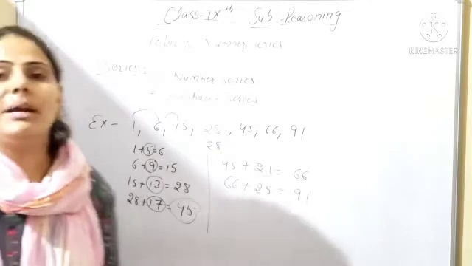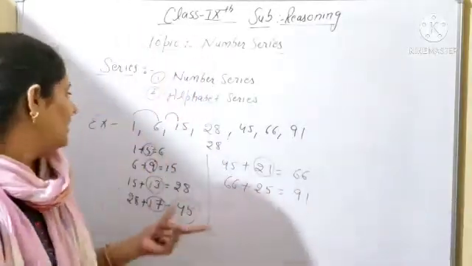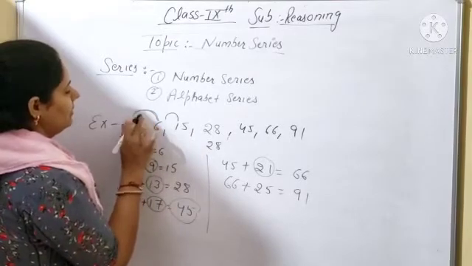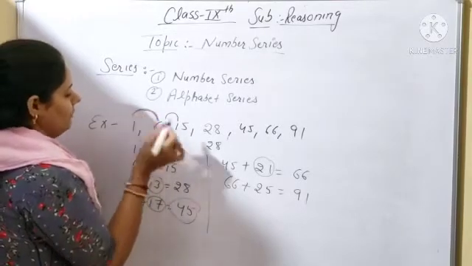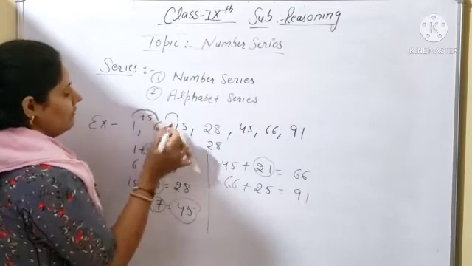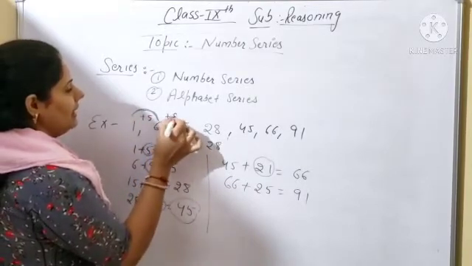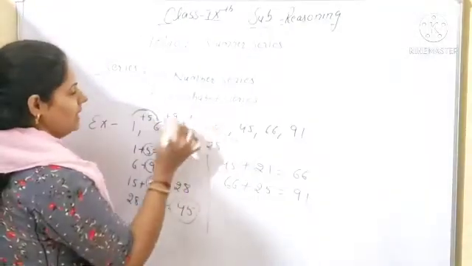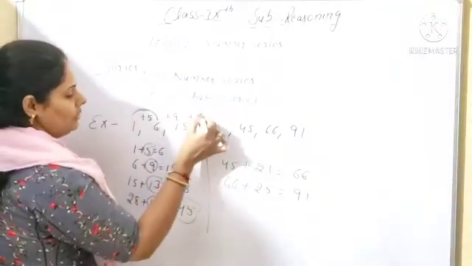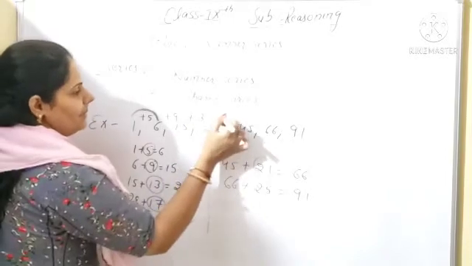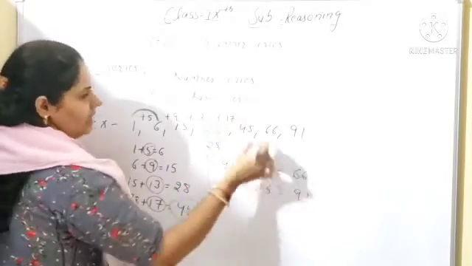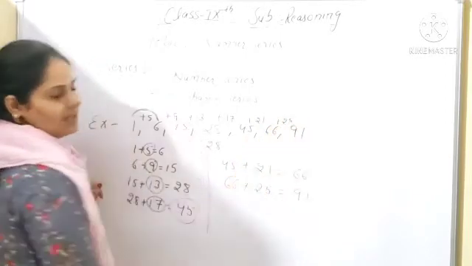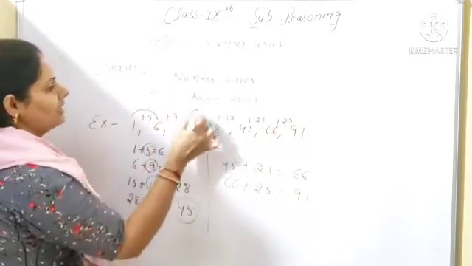Is it clear? So which pattern are you following here, beta? Simply you can see what is the difference in both the numbers. 1 plus 5, 6 plus 9, 15 plus 5 plus 4 is 9, 9 plus 4 you will get 13. After that plus 17, after that plus 21, and after that plus 25. Is it clear? So you are following this pattern.